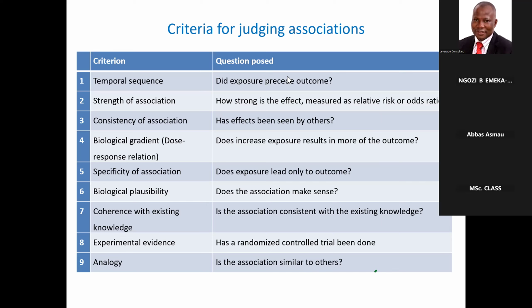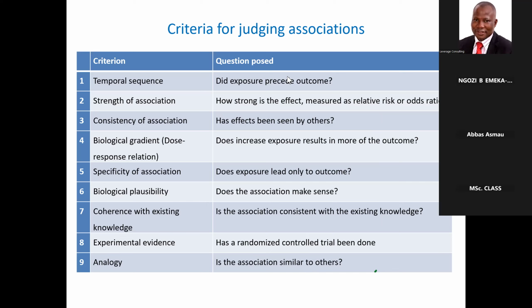Then the next one is the consistency of association. Has the effect been seen by others? What it means is that consistency, if people do the same study, they get the same thing over and over. Then the next one is biological gradient. Will you be able to analyze that? The more people are exposed, the more the risk increases with the level of exposure.